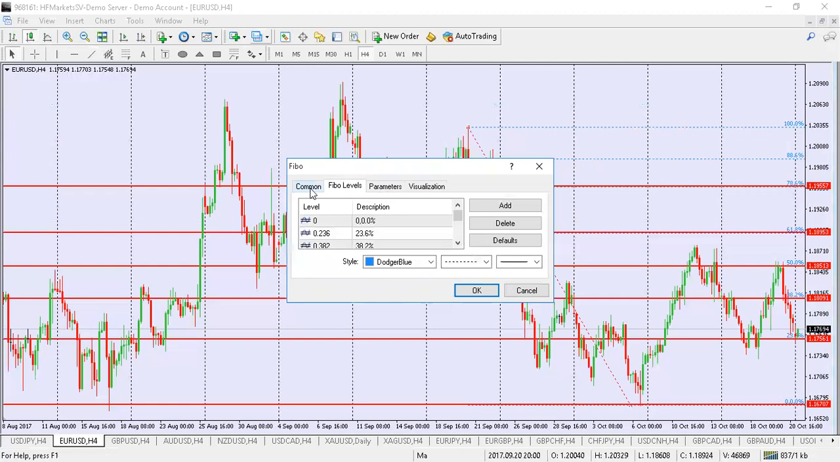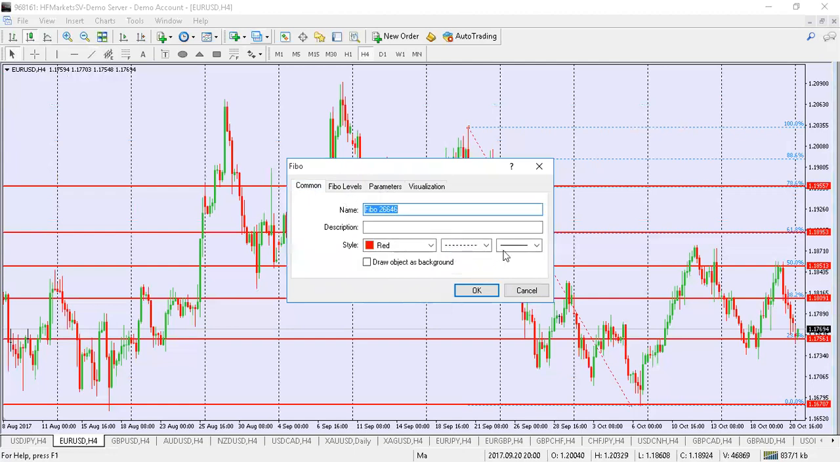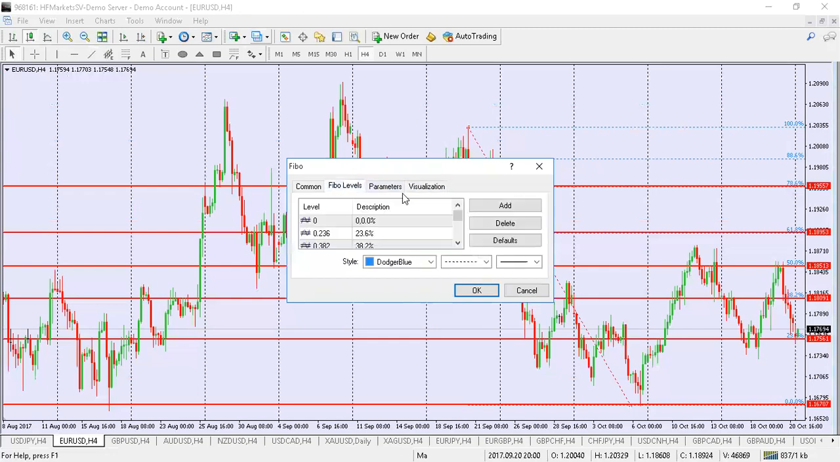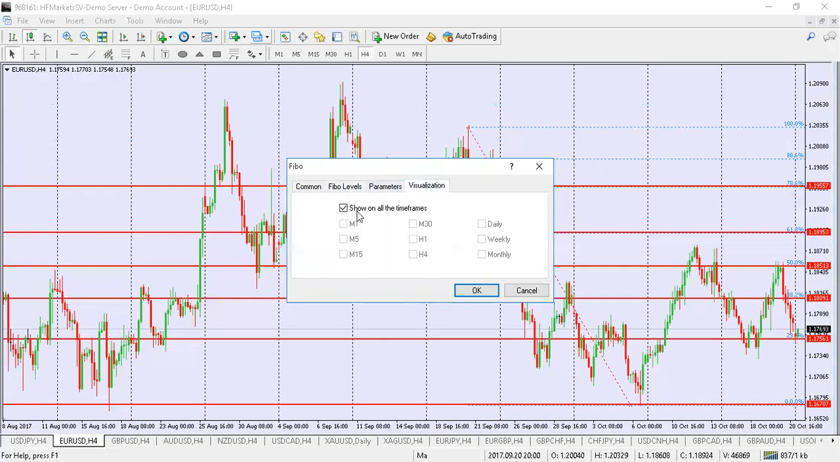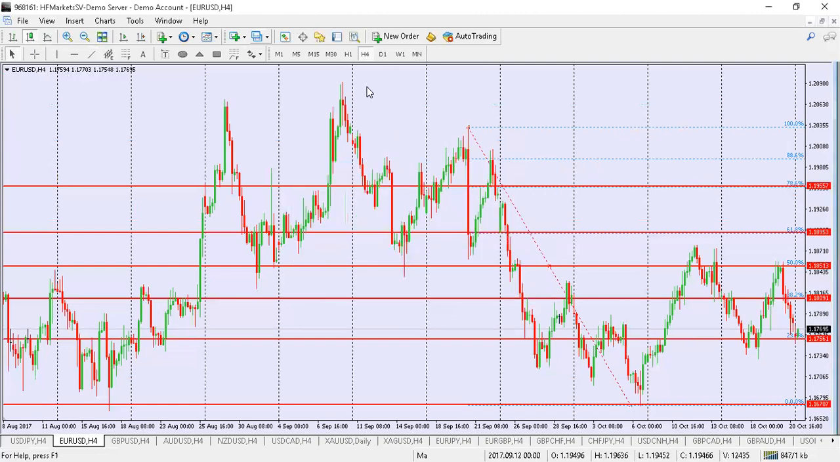You can even change the colors, the style, all that. You can change the parameters and the visualization. That's on which time frames you would like to have it when you go to different time frames. See, show on all time frames. So if I go to the high time frames, I also have it.